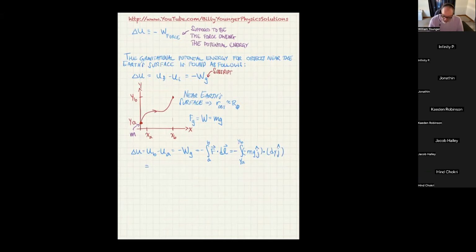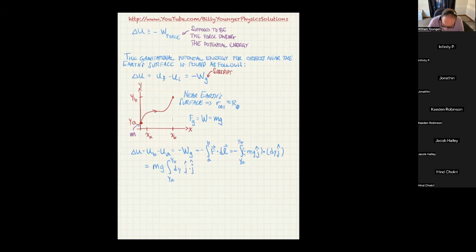Okay. So now that I do this, I see the m and the g is in fact a constant, and the negative mg times the negative that's already there is just going to give me a positive mg. And then I'm going to get an integral from ya to yb of, in this case, just plain dy. And then I'm going to have a j hat dot j hat.